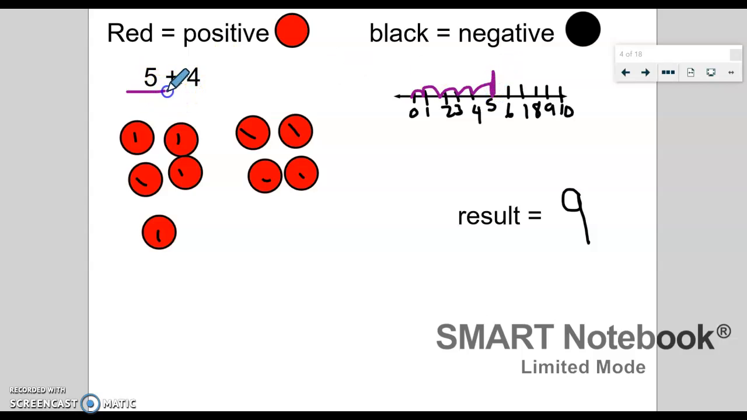And then I look at my other number. It's plus 4, so that's a positive 4. So I go 4 more to the right. 1, 2, 3, 4. And that's where I end, on 9. So those are two different ways of adding integers. Let's look at another example.